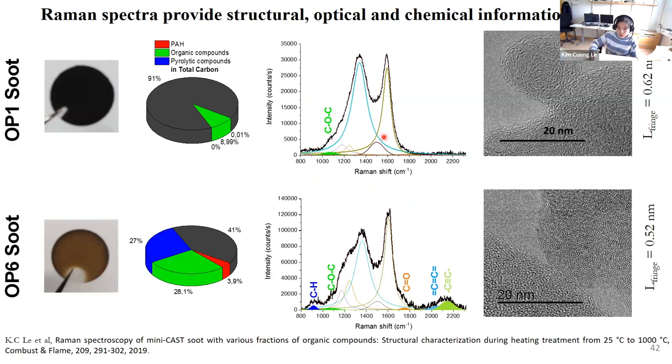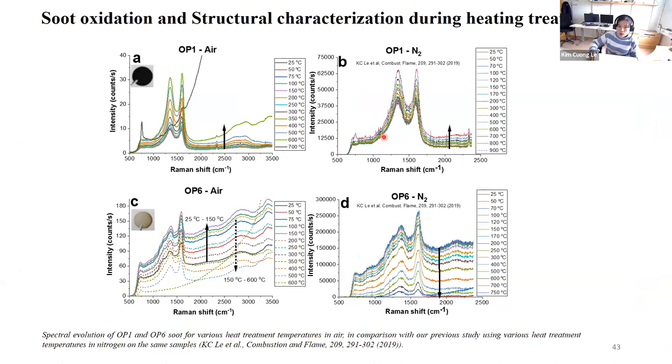And we also have another study where we use Raman spectra to study the oxidation and thermal process of soot. We put the sample in the Linkam cell, and then we heat the sample from ambient temperature to 1000 degrees Celsius, and we observe the structure change in our sample. This work was already published in the Combustion and Flame journal, so you can read that one to have more information.